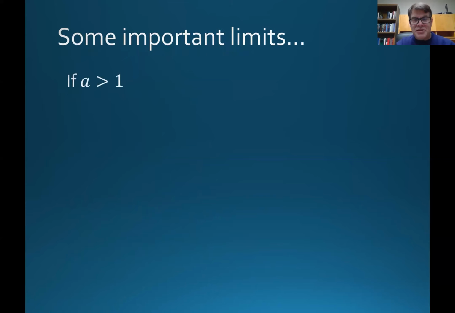Some important limits as we finish out this video at the beginning of this section. I'm dividing this section into 2 parts. So if a is greater than 1, then the limit as x approaches infinity of a to the x is going to be infinity. That makes sense, right? Because this is going to be bigger and bigger and bigger, so it's going to be infinity.